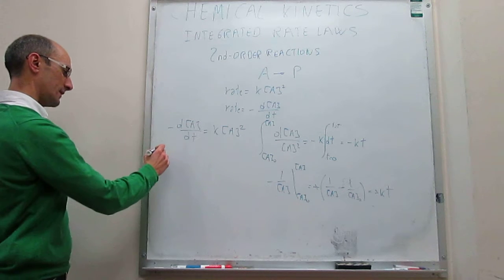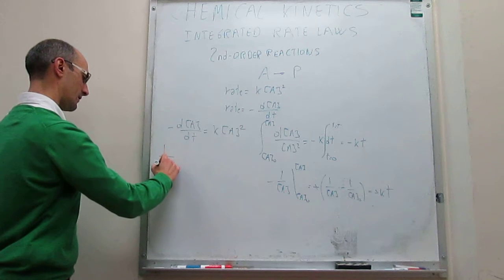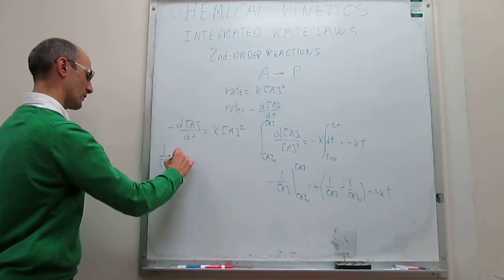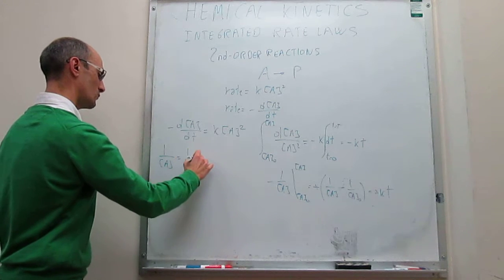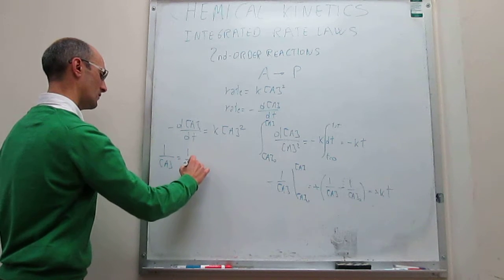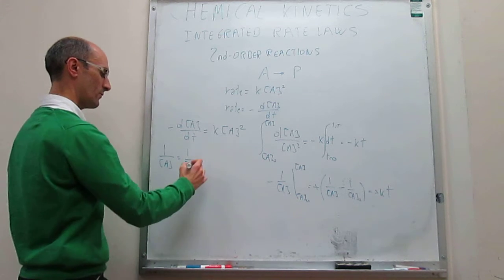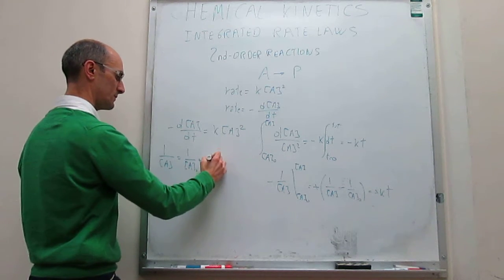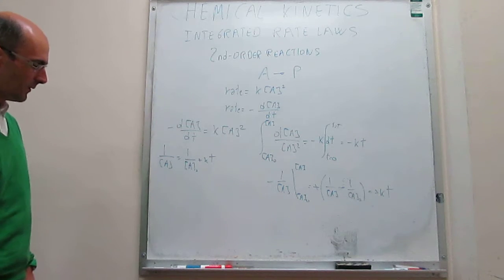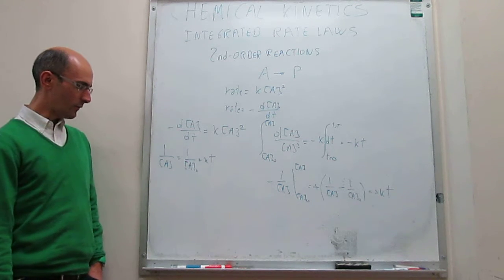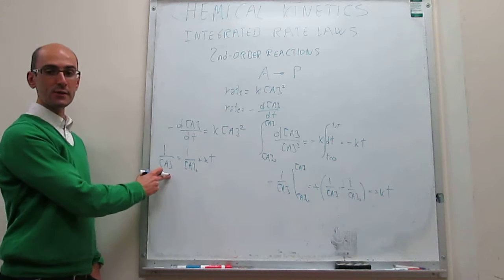And then we have that the integrated rate law for a second order reaction with one reagent is equal to 1 over the concentration of A equals 1 over the concentration of A at time 0 plus kt.